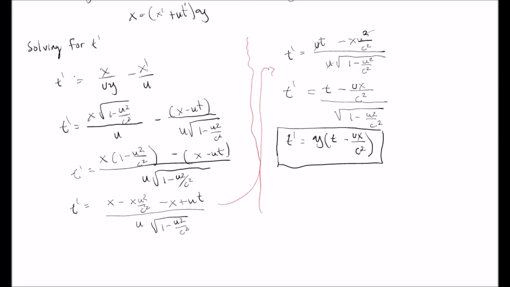From this equation, let us solve for t prime, or the time observed in the moving frame. So rearranging the equation, t prime equals x over the speed of the moving frame times gamma minus x prime over u. Okay, and what is this gamma? Because remember, gamma here is 1 over the square root of 1 minus u squared over c squared. Okay, so we have t prime equals x times the square root of 1 minus u squared over c squared over u minus, what is this x prime?